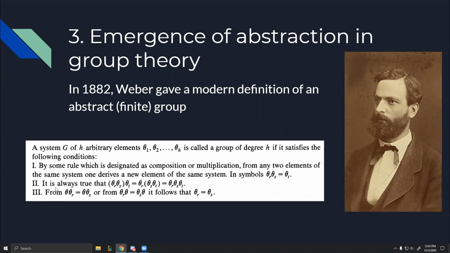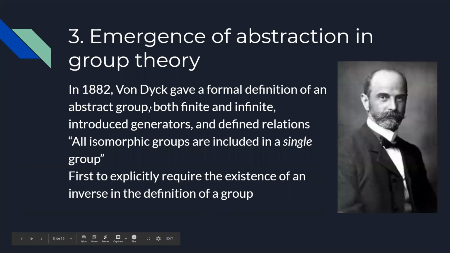And the third one was one that hasn't been mentioned before, but it's essentially the left and right cancellation laws. So that if theta r equals theta s, or r theta equals s theta, then you can just cancel out the thetas on the left or right side to get r must be equal to s.